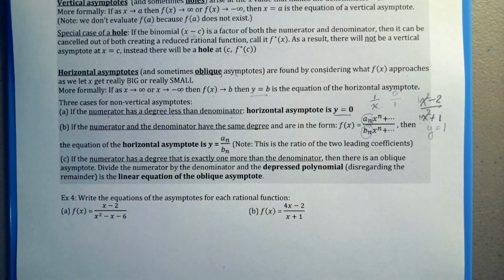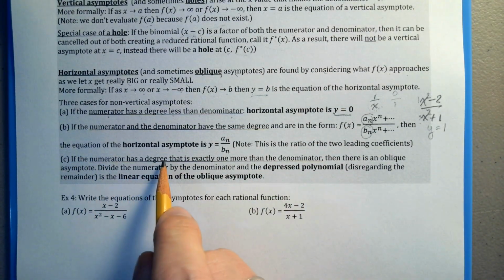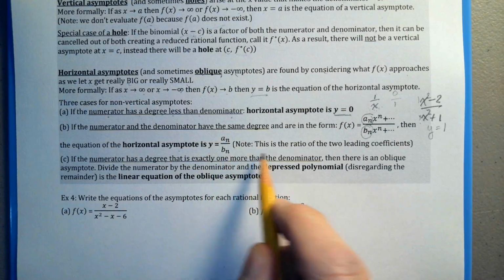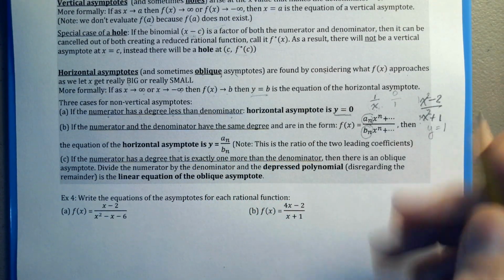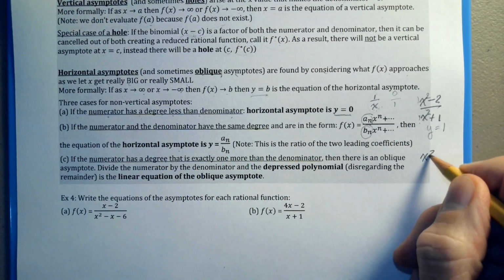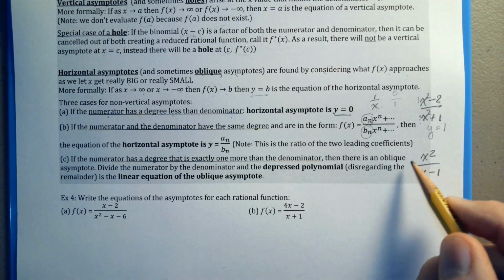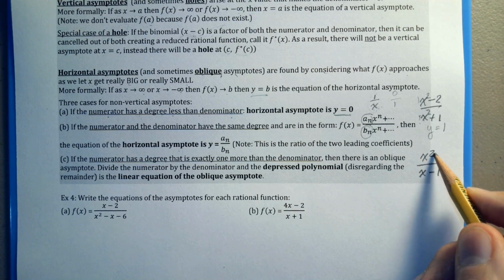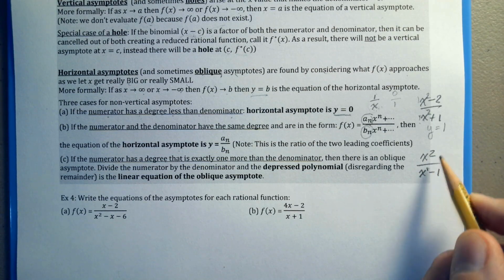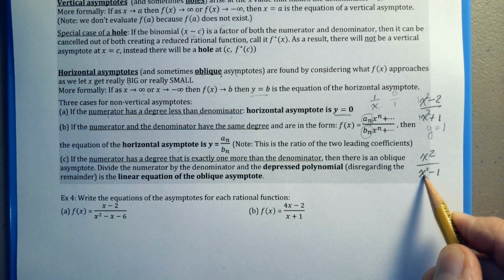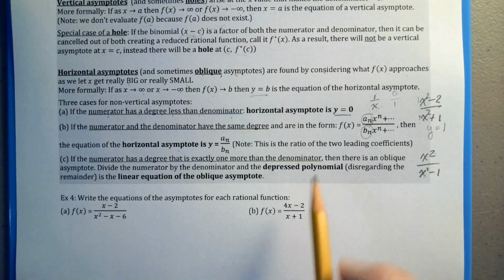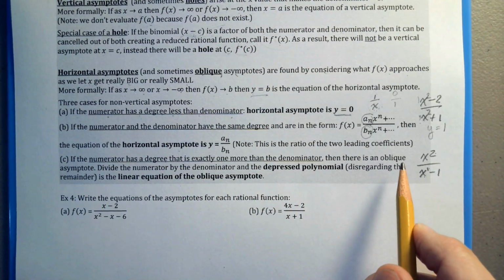The third case, if the numerator has a degree that's exactly 1 more than the denominator. So that would be something like x squared over x minus 1. Right? The degree upstairs is exactly 1 more than the degree downstairs. So this has degree 2, this has degree 1, exactly 1 degree more. Then we're going to have an oblique asymptote.